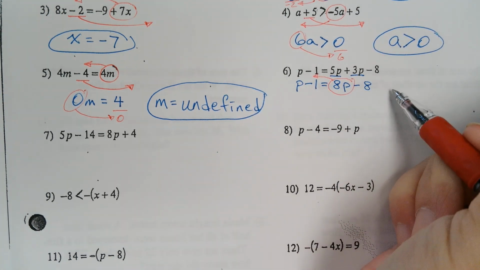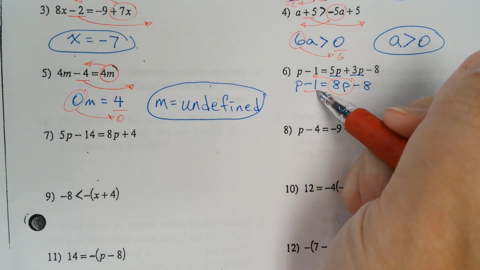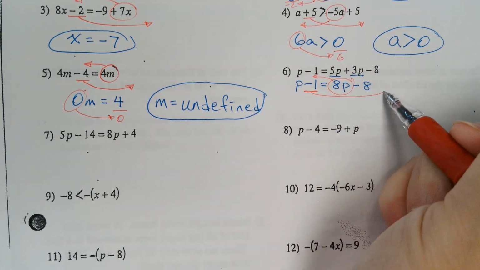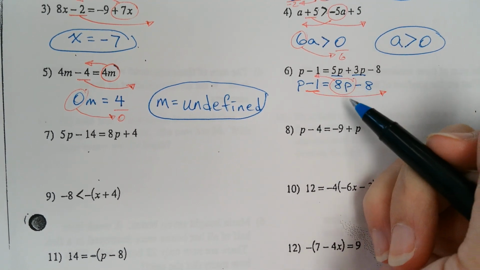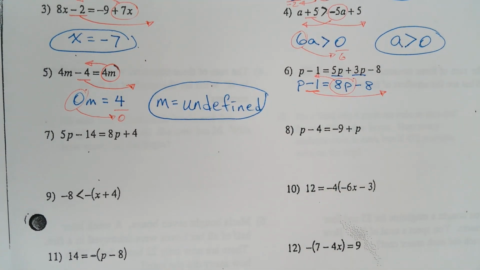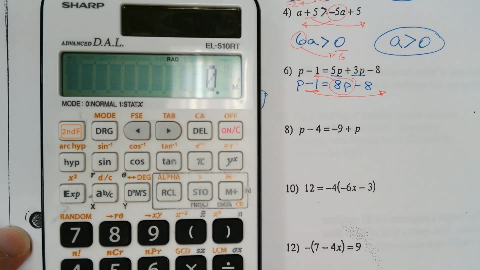And what else should I move to the right side? Not just the 1, but the negative 1. Good. Okay. So p minus 8p? Is it 7p?